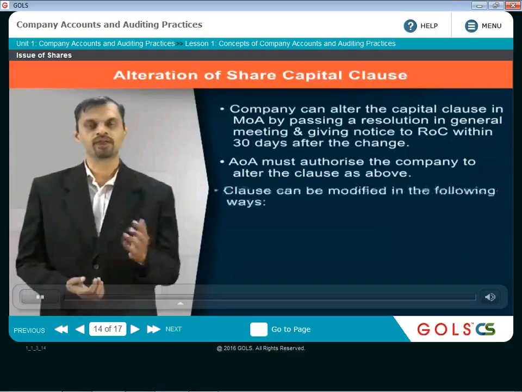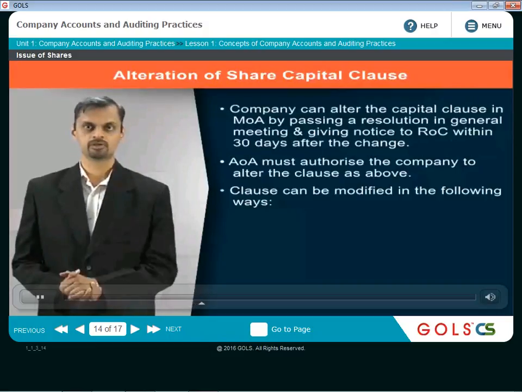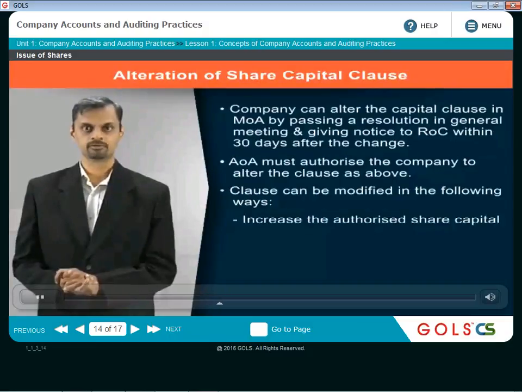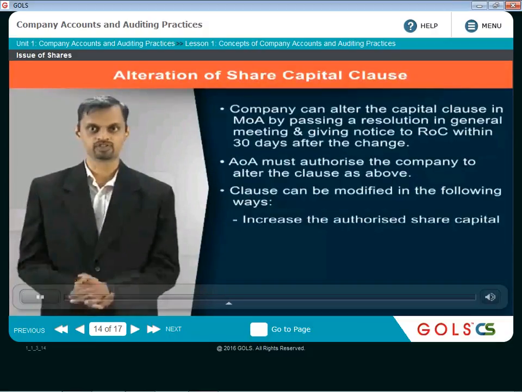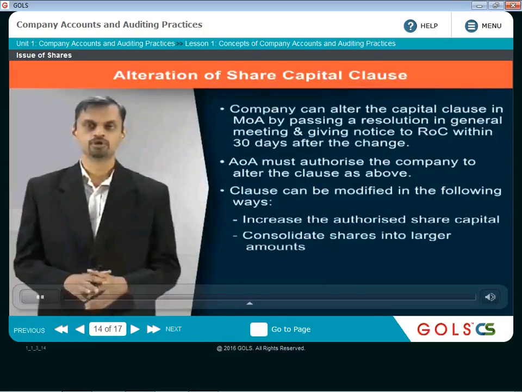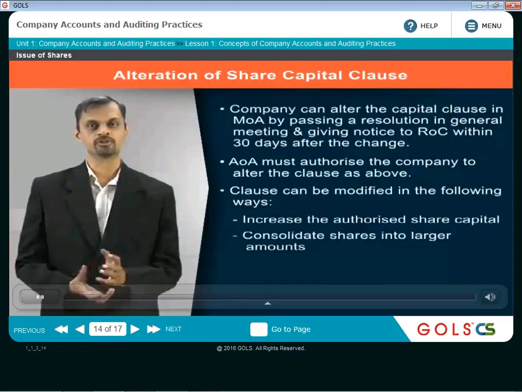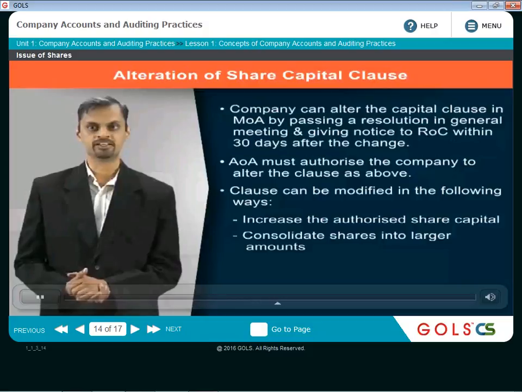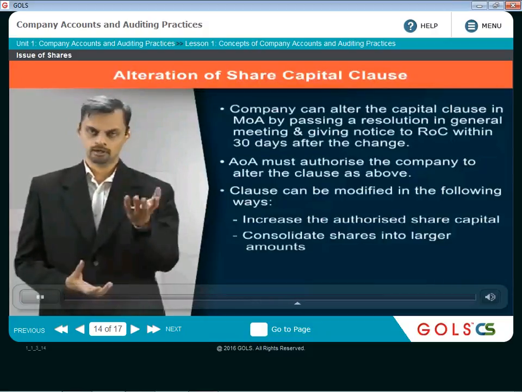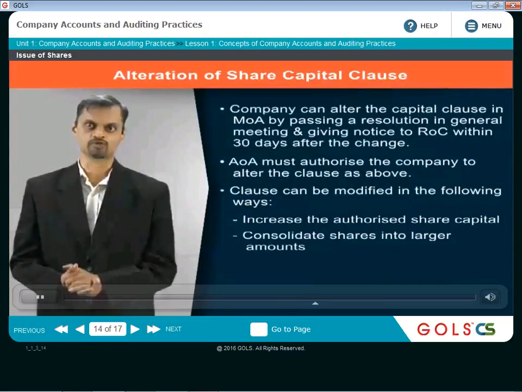Now, how can this capital clause in memorandum of association be modified? There are various ways in which the modification can happen. A, increase the authorized share capital of the company. So that amounts to modification in the capital clause. B, consolidate the shares into larger amounts. So each share was earlier of 10 rupees, and now the company wants to increase the face value of each share to 20. So in that case, the number of shares will come down, overall value will remain same, but the capital clause will be modified.